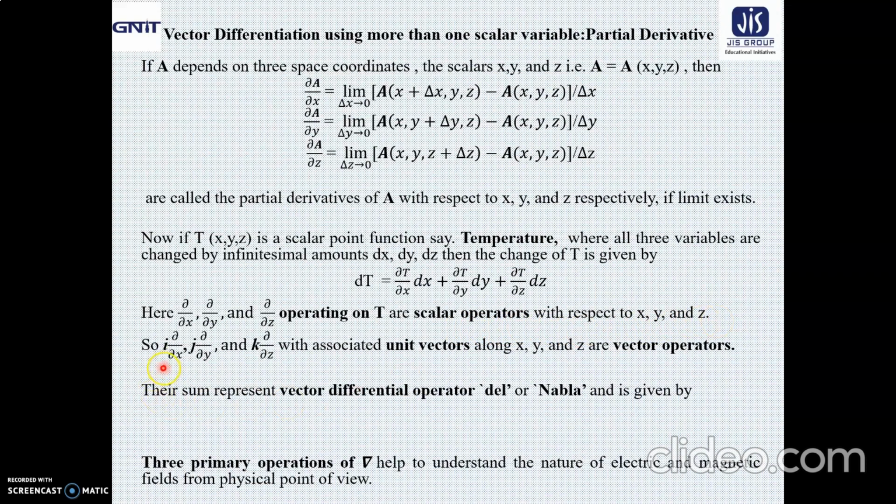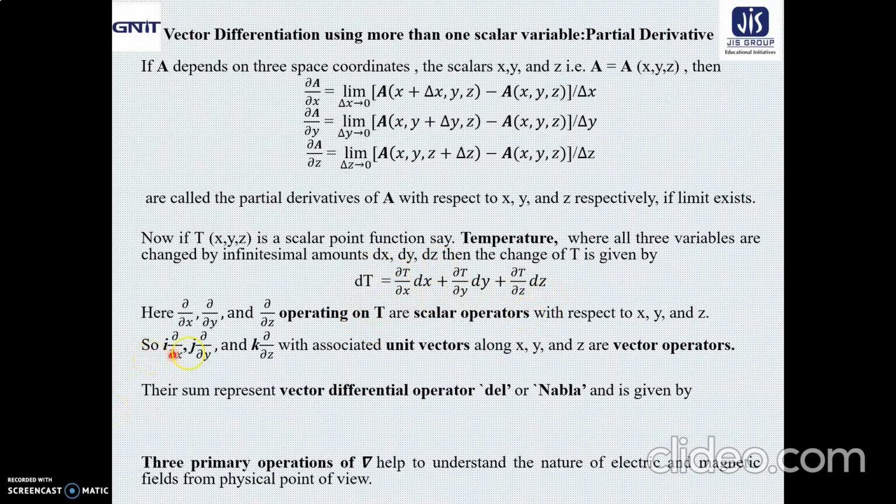Naturally, if you associate i cap with del x, j cap with del y and k cap with del z, where i cap, j cap and k cap are unit vectors along x, y, z, then we will get corresponding vector operators. That means i cap del x, j cap del y and k cap del z are vector operators corresponding to scalar operators del x, del y and del z. And here it is the total change in T if x, y, z changes by infinitesimal amounts dx, dy, dz, and it is represented in terms of operators.